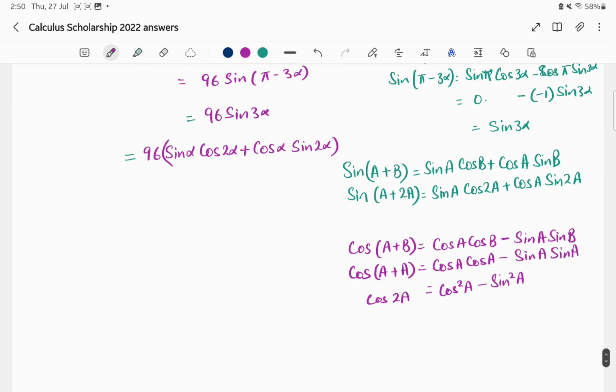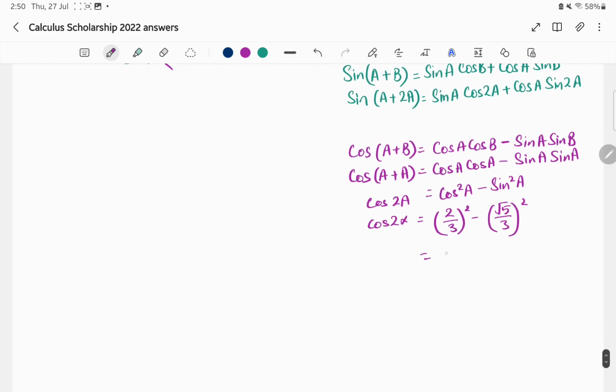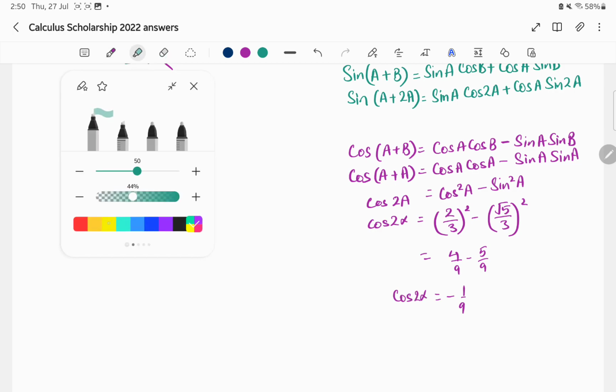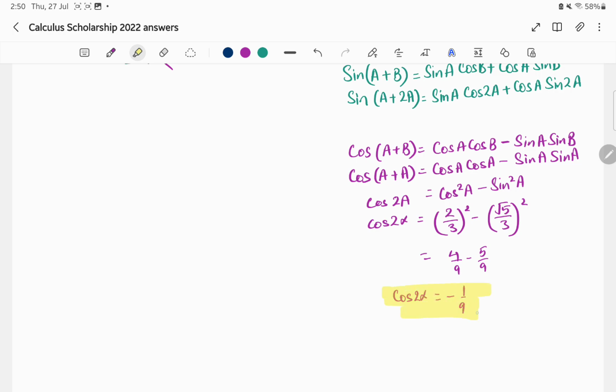So cos 2 alpha is going to be cos alpha squared, so that was 2 over 3 squared, take away root 5 over 3 squared, which is going to be 4 over 9 minus 5 over 9, which is minus 1 over 9. So that is cos 2 alpha. Now we have got all these values.